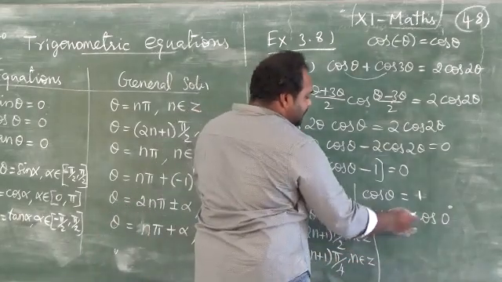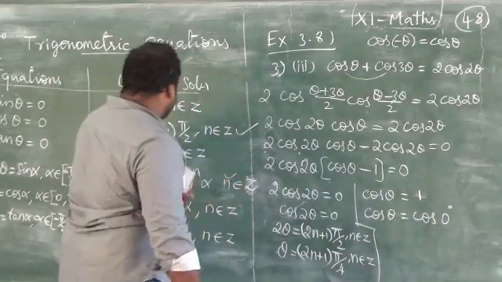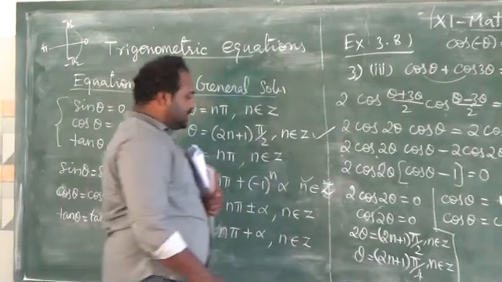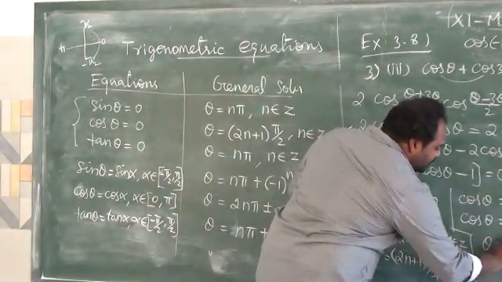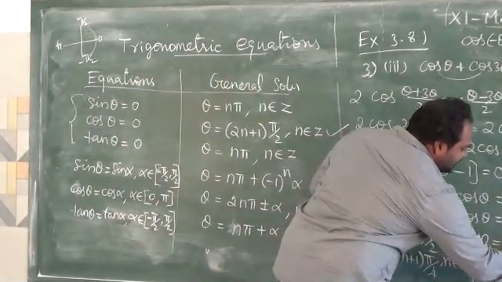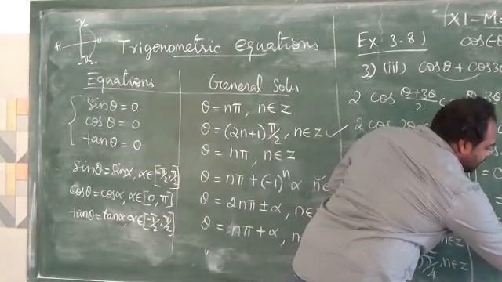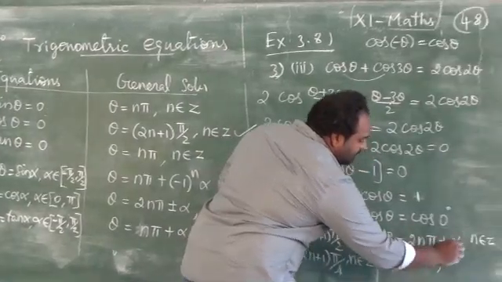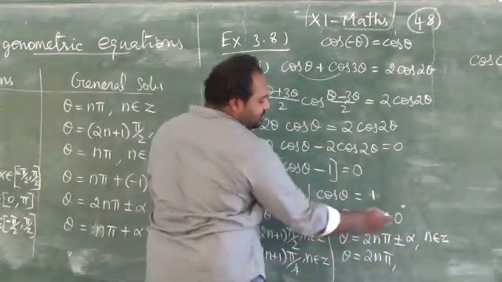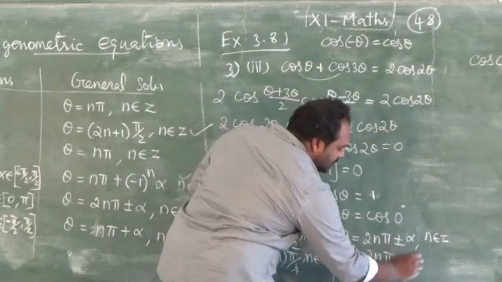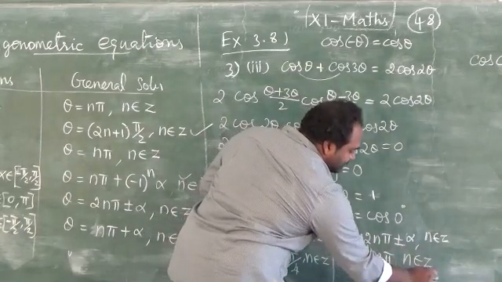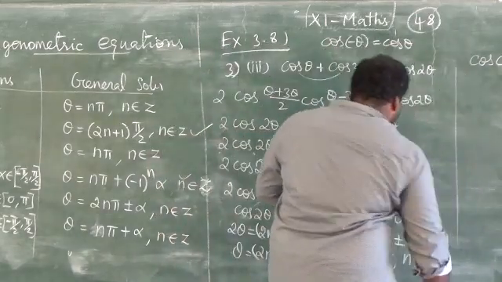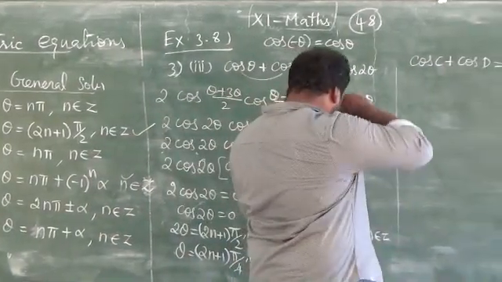Here cos theta equal to cos 0 degree, cos theta equal to cos alpha can be written as 2n pi plus or minus alpha. So theta is equal to 2n pi plus or minus alpha, n belongs to Z. Here alpha is 0 degree, so there is no value in this second term. So this is the answer for question number 3, third subdivision.